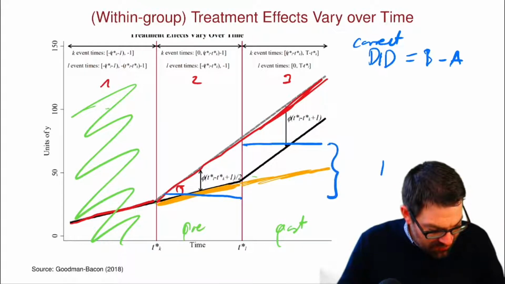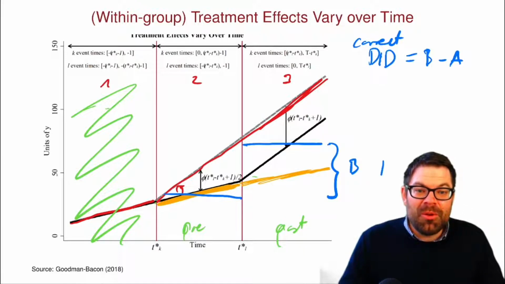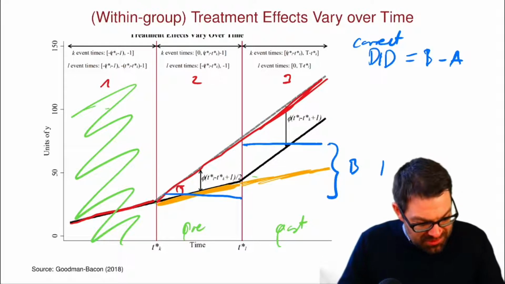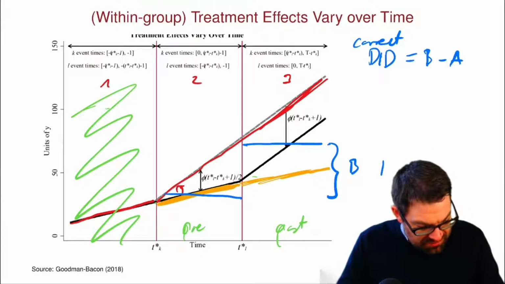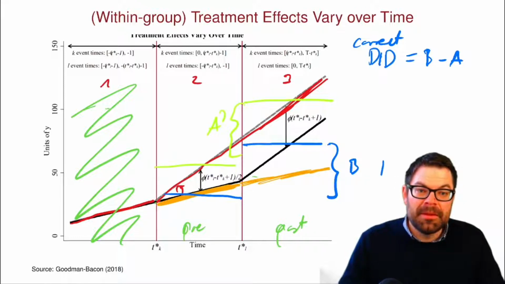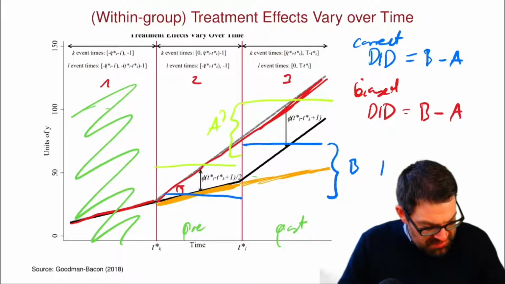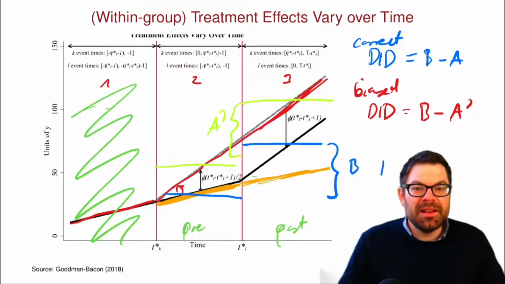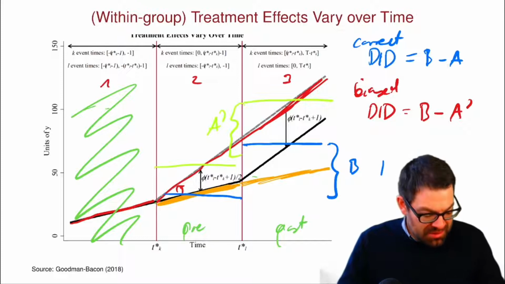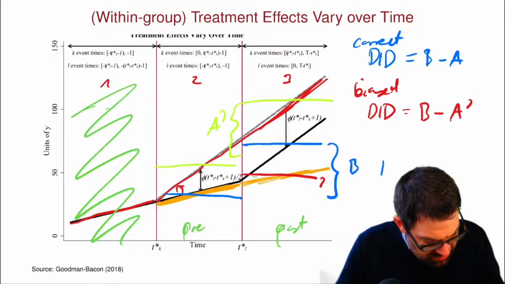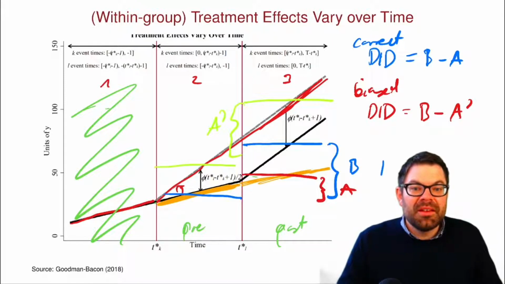But now B remains the same, but the counterfactual is very different because we take the difference between pre and post in the red line as the counterfactual. So here, let's do this in light green, we take the difference here versus the difference there. Okay, so let's call this A prime. In other words, the biased diff and diff estimator is B minus A prime. Right? And very clearly, A prime here is greater than the initial A, which was just that difference here. So we will get an underestimate.